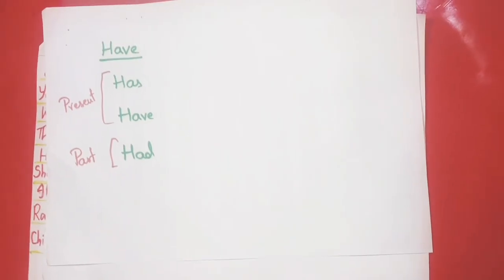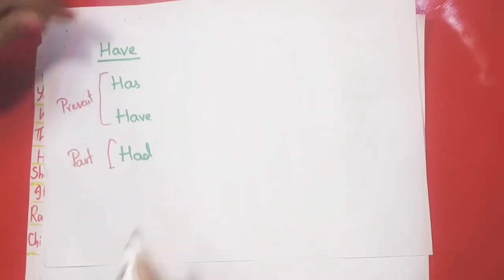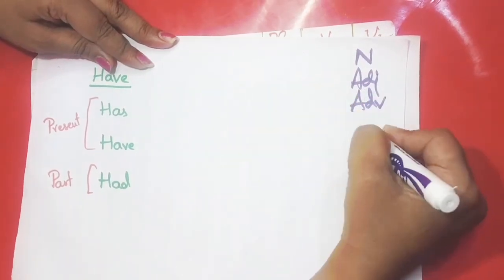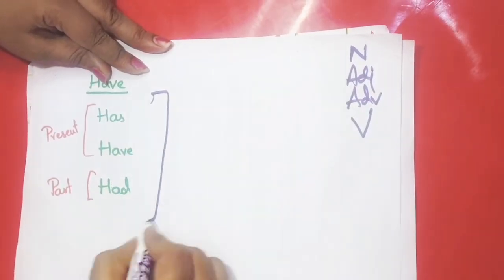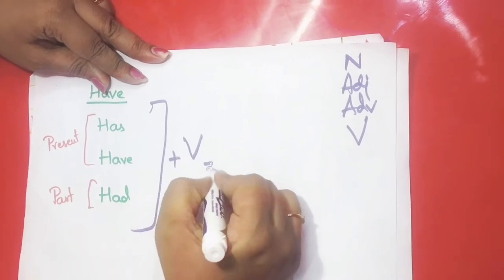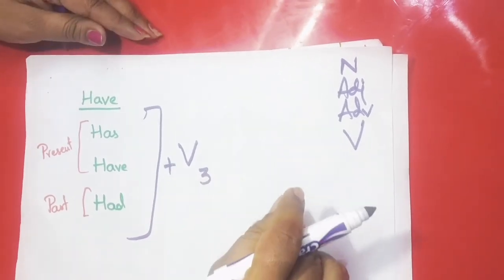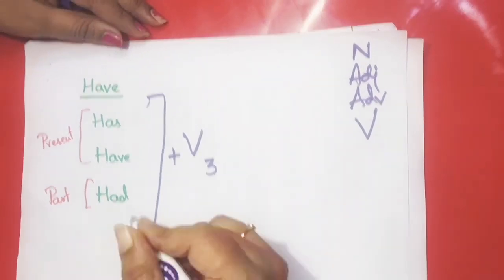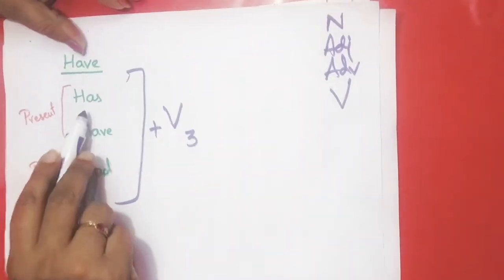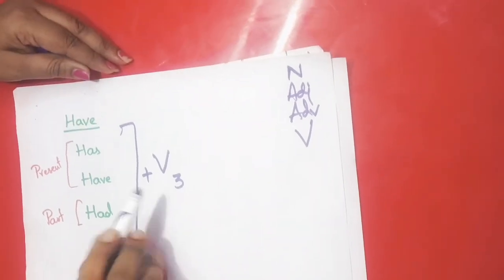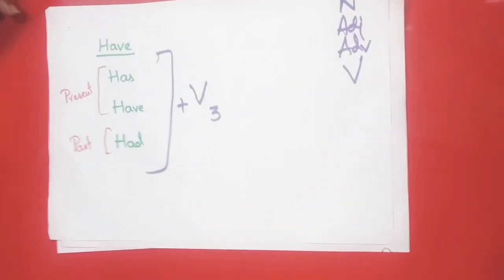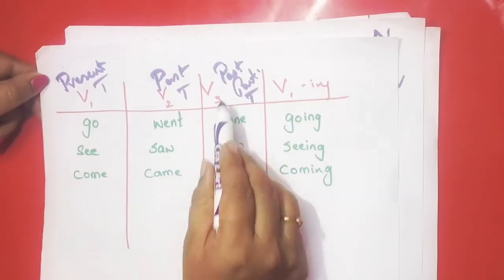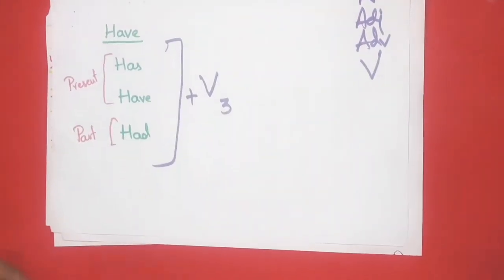Whenever we are using has, have or had, again we can use nouns, adjectives, adverbs. But today, as we are learning verbs, we use verbs in third form. Third form is nothing but go, went, gone. That V3, gone, is to be used. So has, have, had is always followed by V3. That is this form. Alright.